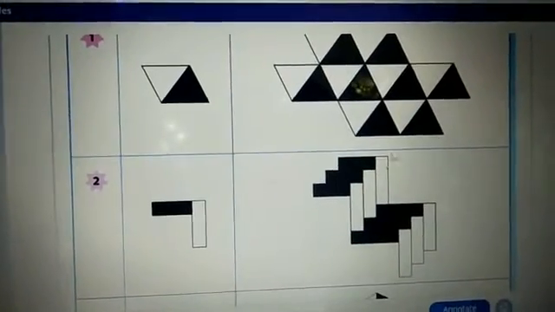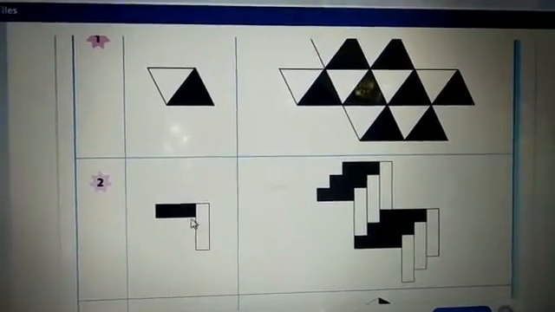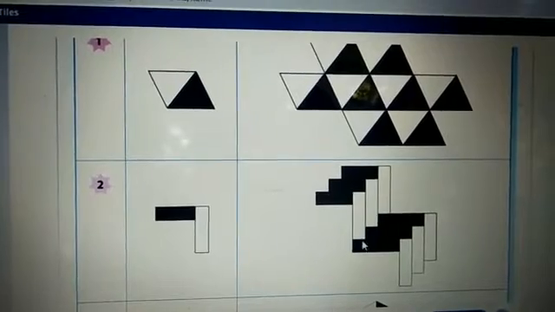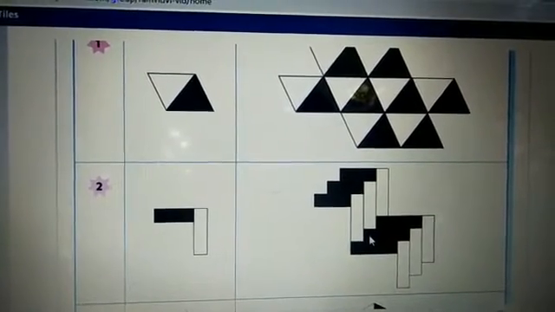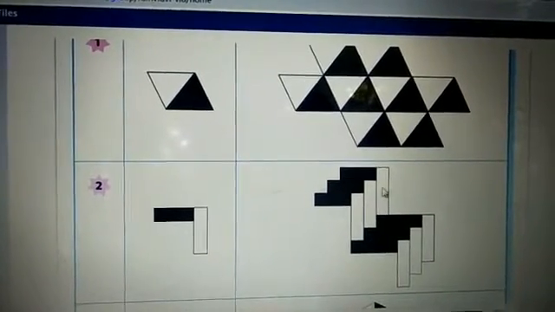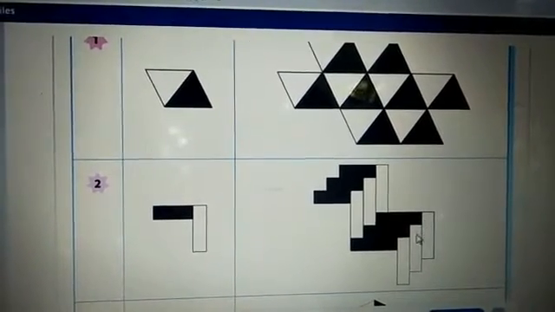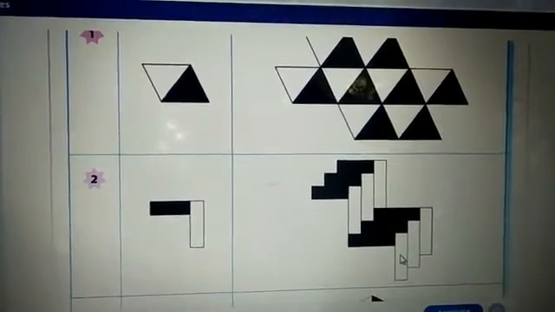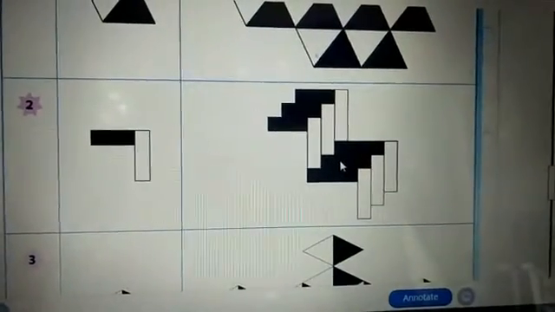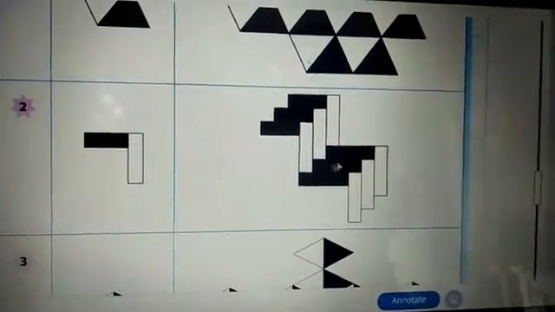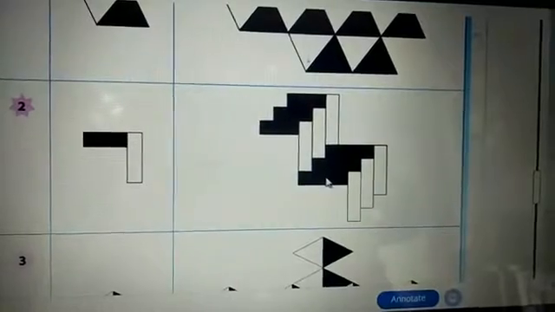So next one, see here, we use this tile and make this pattern. How many tiles do we have to use here? 1, 2, 3, 4, 5, 6. So using 6 tiles, we make this pattern.